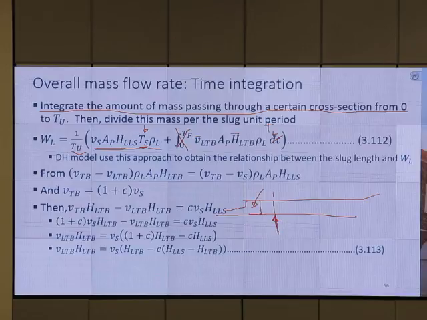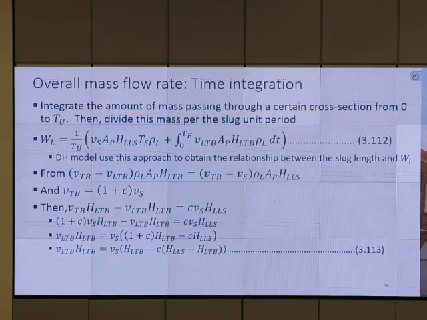Okay. We cannot neglect the integration sign when VLTB is a function of time. HLTB is a function of time because when I wait at a certain location in the pipe, the film that passes, sometimes it's thick, sometimes it's thin, right? Sometimes it's fast, sometimes it's slow, based on what location. So that's why we need the integration sign.